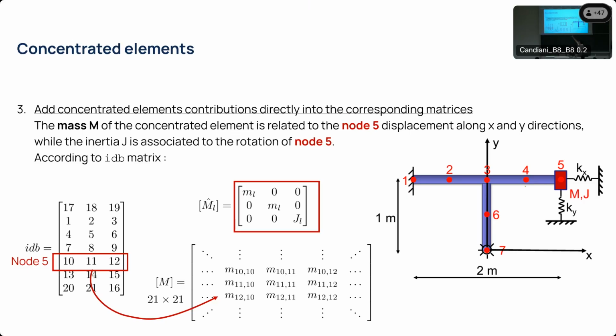We know that the horizontal degree of freedom of that rigid body will correspond to the horizontal displacement of node 5, which corresponds to the 10th row and 10th column of our mass matrix. We know that the vertical displacement of the rigid body will coincide with the vertical displacement of node 5, in this case the 11th global coordinate of our structure, and its rotation to the 12th. So in this case, we add the various terms which are contained in the mass matrix directly to those terms.